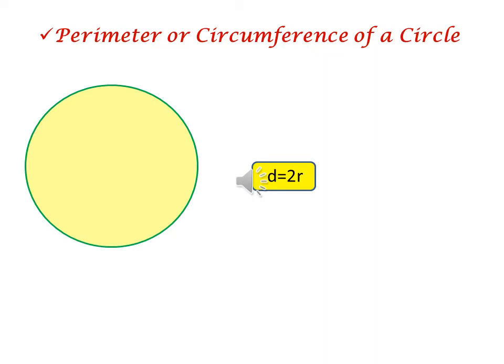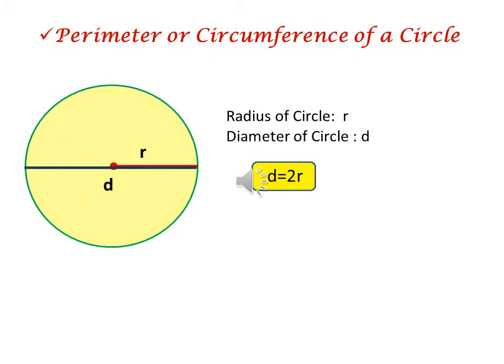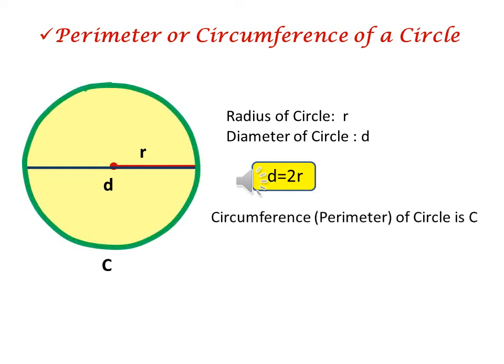Now let's see how to calculate the perimeter or circumference of a circle. As we know, the diameter of a circle is 2r, that is twice its radius. And let's say the circumference or perimeter of the circle is c. In the next slide, we will learn how to calculate the circumference of the circle.